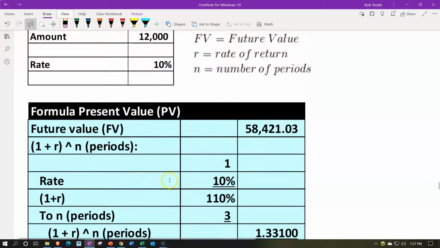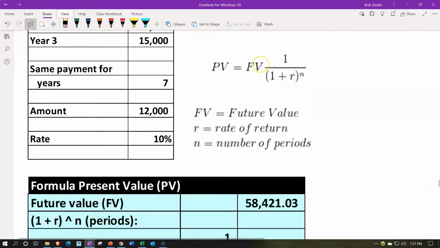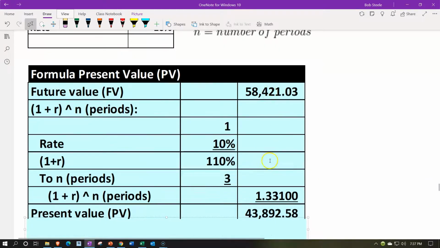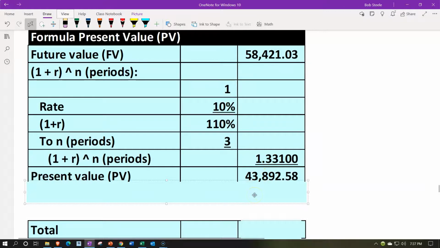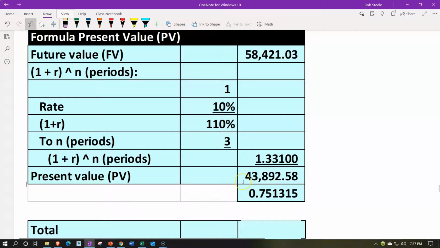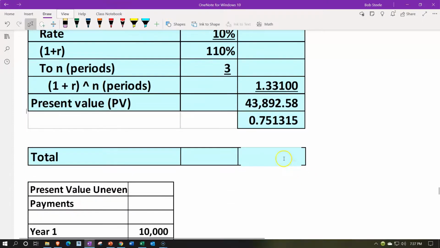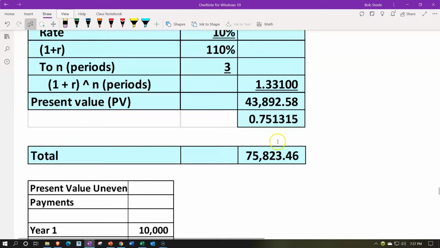And then if we take the numerator divided by the denominator, we're going to get the 43,892.58. And then, of course, if we looked at the table, we can take that 43,892.58 divided by the 58,421.03. This is the decimal we would expect to see on the table. So now we've present valued the present value of the annuity. We lump sum present value of the annuity, and then we took it back 3 periods to give us the 43,892.58.